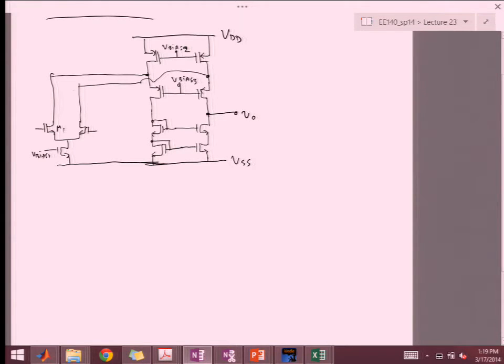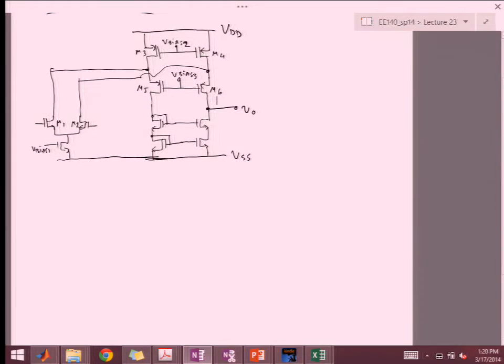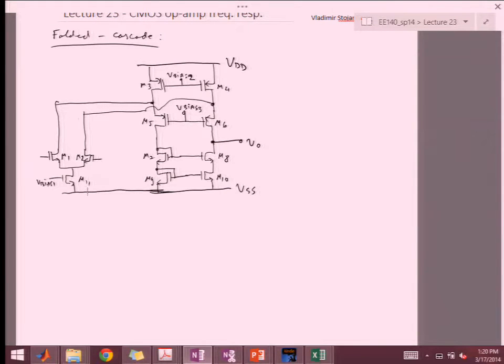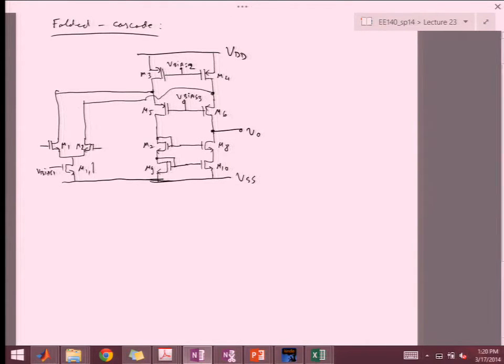Okay, let's label them just because we're going to use these names later. M1, M2, M3, M4, M5, M6, 7 and 8, 9 and 10. Let's say this is M11. So we're going to have this one drive V bias. This V bias 2 will set this so that there is a current here, let's say IB1, and then the current that flows to the output stack is going to be the difference of the two, right? So IB1 minus I bias over 2. So in this sense, one of the conditions is that IB1 is greater than I bias over 2.